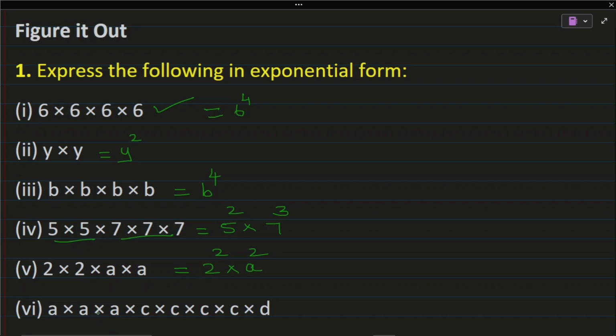Now here a into a into a, that means a is repeating 3 times. The repeating number we write first, then the multiplication sign, c is repeating 1, 2, 3, 4 times, so c to the power 4. Then d. Those are the answers. Very simply you can solve these questions.